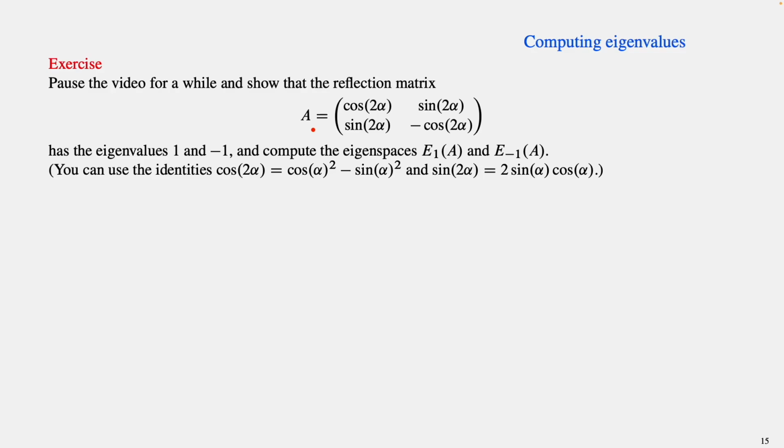And what I want you to prove is that this matrix here has eigenvalues plus 1 and minus 1, and also compute the eigenspaces for the plus and the minus 1 eigenvalues. In doing so, you have to wrangle some trigonometric expressions, so I suggest you use the identities here. Cosine 2 alpha is equal to cosine squared minus sine squared, and sine 2 alpha is equal to 2 times sine alpha cosine alpha.